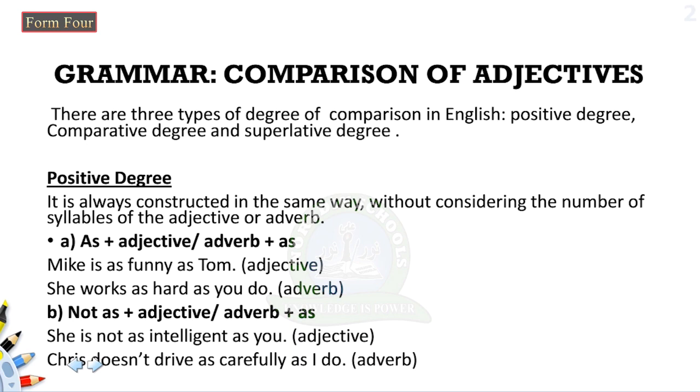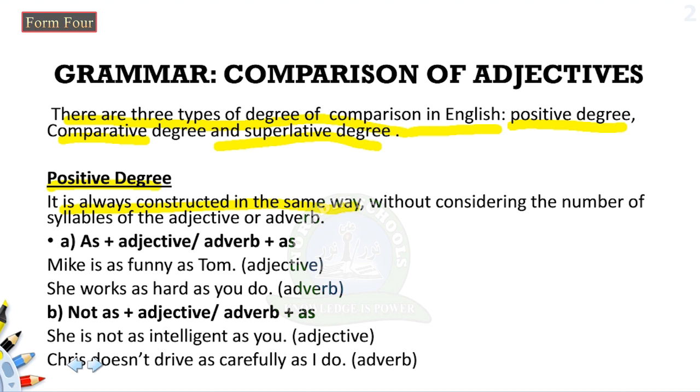So there are three comparisons of adjectives: positive degree, comparative degree, and superlative degree. There are three types of degree of comparison in English. Three. So the positive degree is always constructed in the same way. We use it when two things or two people are of equal rank.